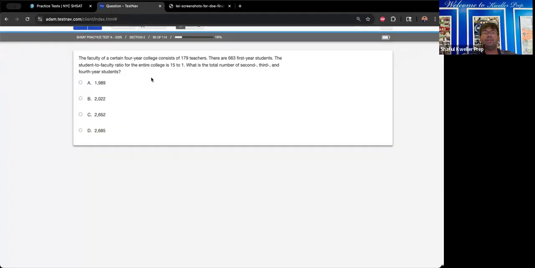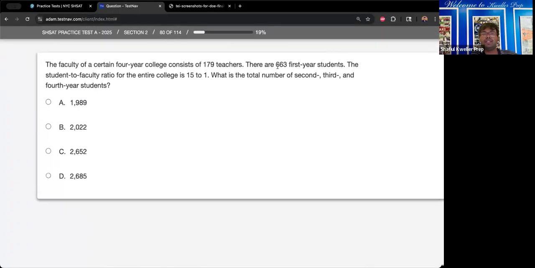Faculty of a 4-year college is 179 teachers, 663 first-year students. The student to faculty ratio is 15 to 1. So what is the total number of second, third, and fourth year students? So students are 15, faculty is 1. How many students are there? 663 first year, and we don't know how many for the other 3 years. And this is going to be over total 179 teachers.